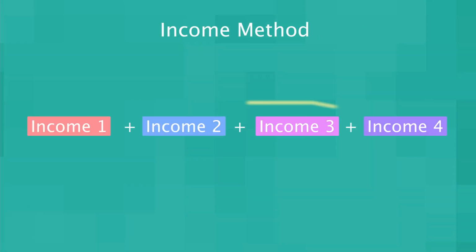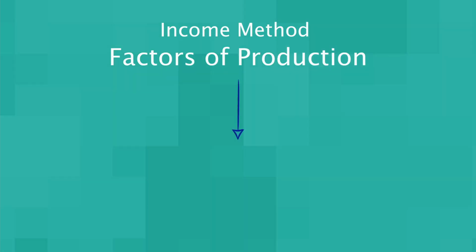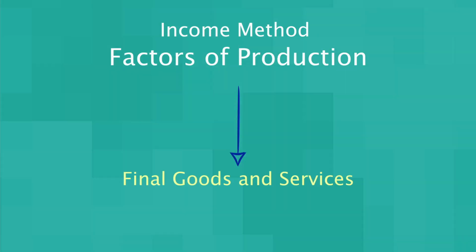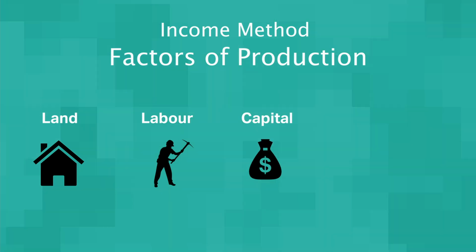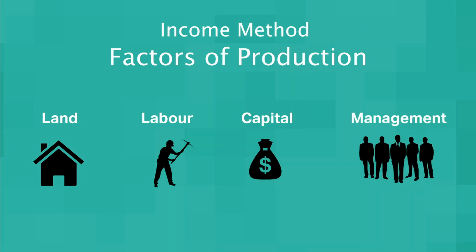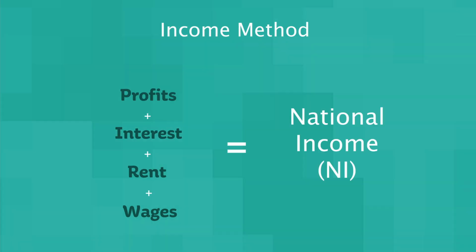In this method, GDP is calculated by summing up the incomes from all factors of production. Factors of production are inputs which go into producing final goods and services. The main four factors are namely land, labor, capital, and management. We calculate the income from these factors, namely rent from land, wages from labor, interest from capital, and the total profits earned by the business management. The summation of all these incomes would give us the national income.